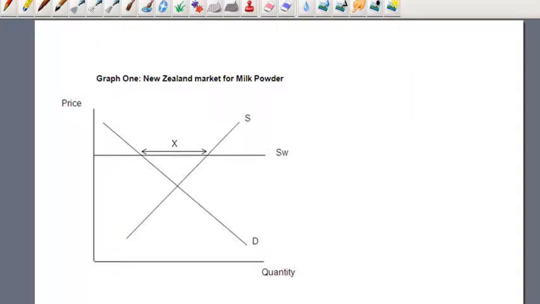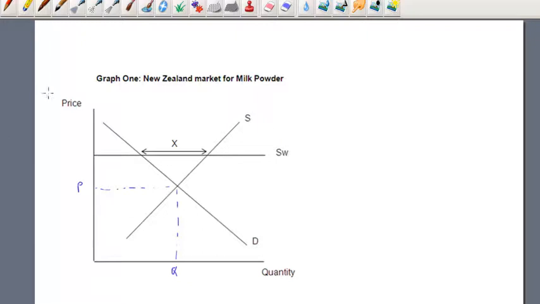So if we start with the graph itself, what are some key things that you need to notice about this graph? Well, there's a couple of things. Some of you got a bit confused with what you thought was the New Zealand equilibrium. Some of you highlighted the New Zealand equilibrium and thought that had something to do with the question, but it actually has nothing to do with the question.